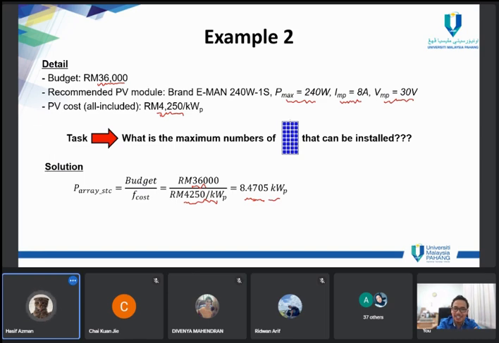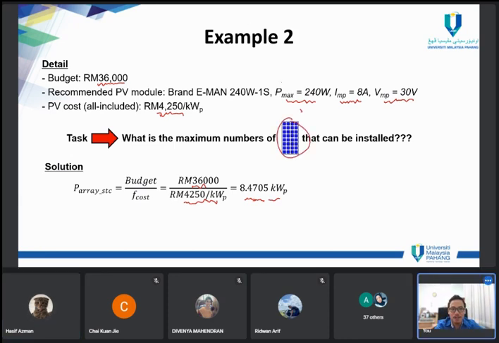Yang tu kot, recommended PV module lah Doctor. Kena bagi dengan recommended PV module. Memang. I told you just now, you cannot buy other brand. You have to buy only this one. You don't give any other choice. 240 tu. So bagi dengan apa? Bagi dengan 240 lah.